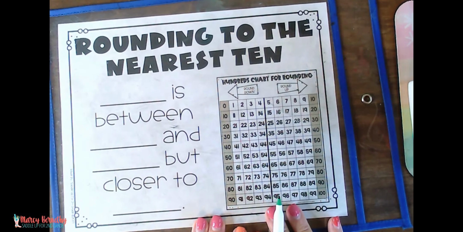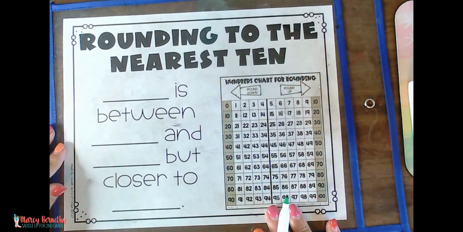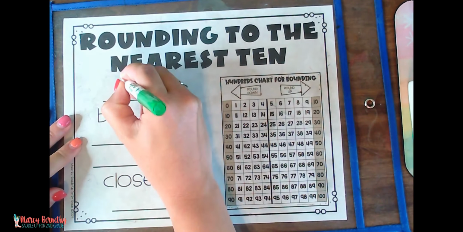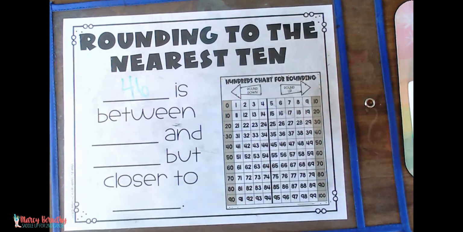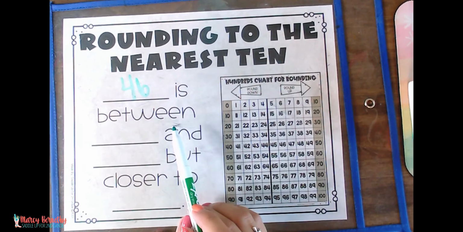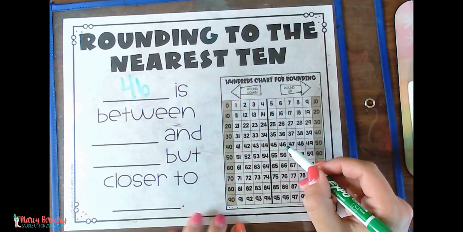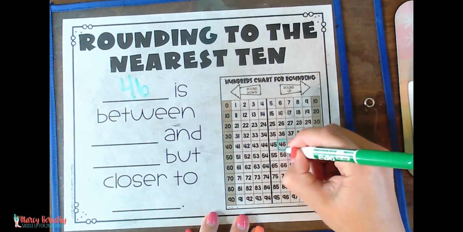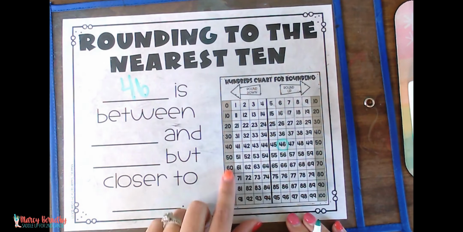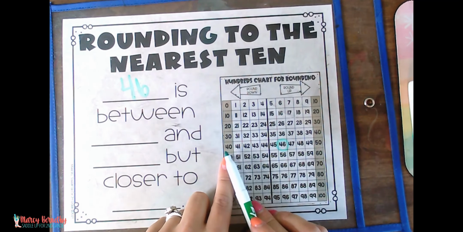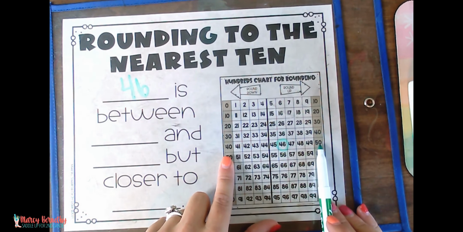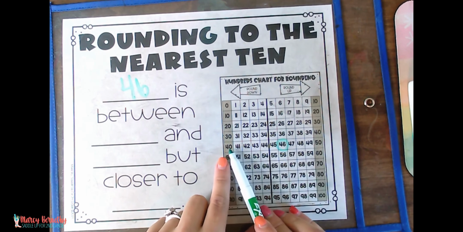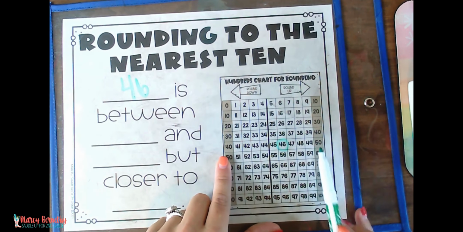Let's say they are going to round the number 46 to the nearest 10. That's the number that we want them to work with. We would say 46 is between, so over here on our hundredths chart, we would find the number 46 and I would have them circle it or color it in. And I want to know what 2 tens the 46 is in between. 46 is between 40 and 50.